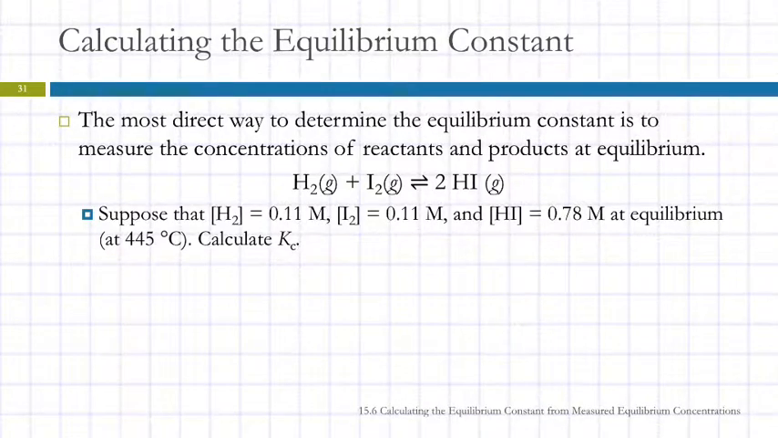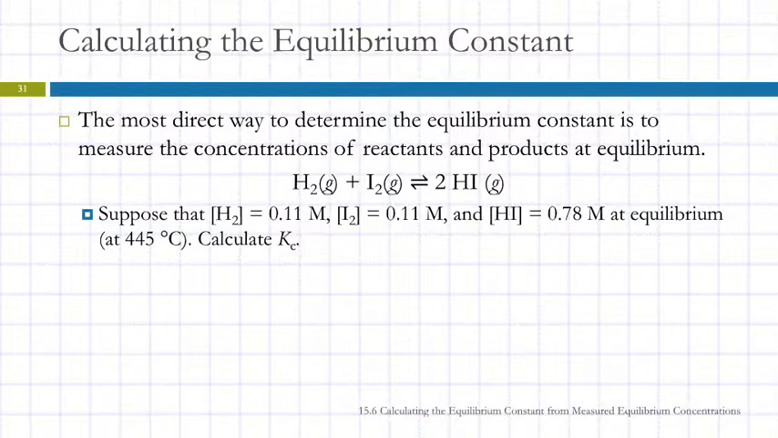Calculating the equilibrium constant. We've learned how to write an equilibrium constant expression from a chemical equation. So how do we find out what the number for the equilibrium constant is? The most direct way is to measure the concentrations of the reactants and the products at equilibrium and plug them into that equilibrium constant expression.